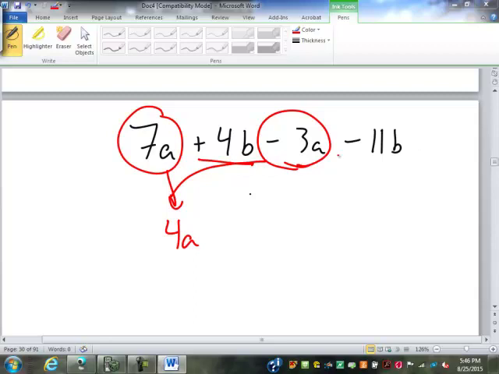Then we have 4b and negative 11b make negative 7b. Now in that case, since it's a negative 7b, there's already that negative sign there. And that serves to connect them together. It's 4, and you can think of that either way, as 4 minus 7b or 4 and a negative 7b. It behaves exactly the same, and depending on the situation, it's easier to think of it one way or another.